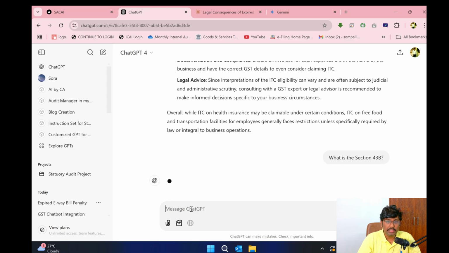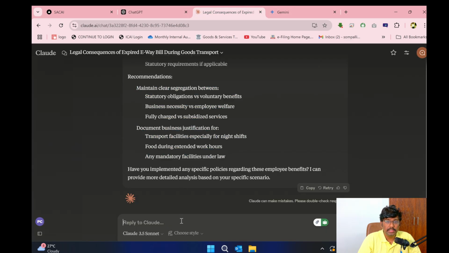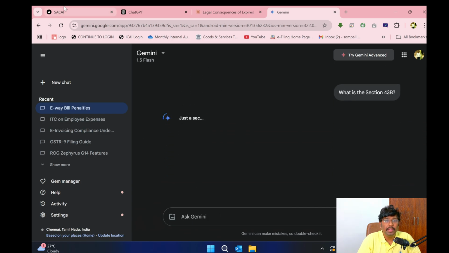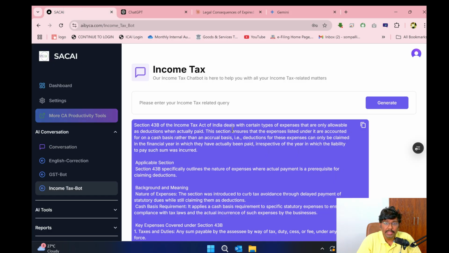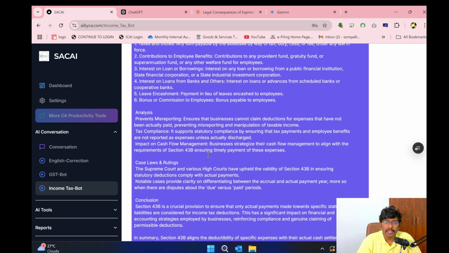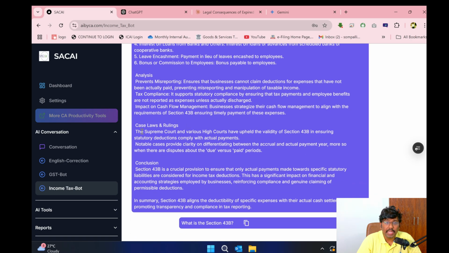So ask this, and this, and this. Okay, so section 43B says expenditure is allowable as a deduction only when it has actually been paid, so it is accounted on a cash basis rather than accrual. Applicable section 43B, nature of expenses, cash-based requirements, key expenses covered, analysis, case laws validated, ensuring the conclusion.